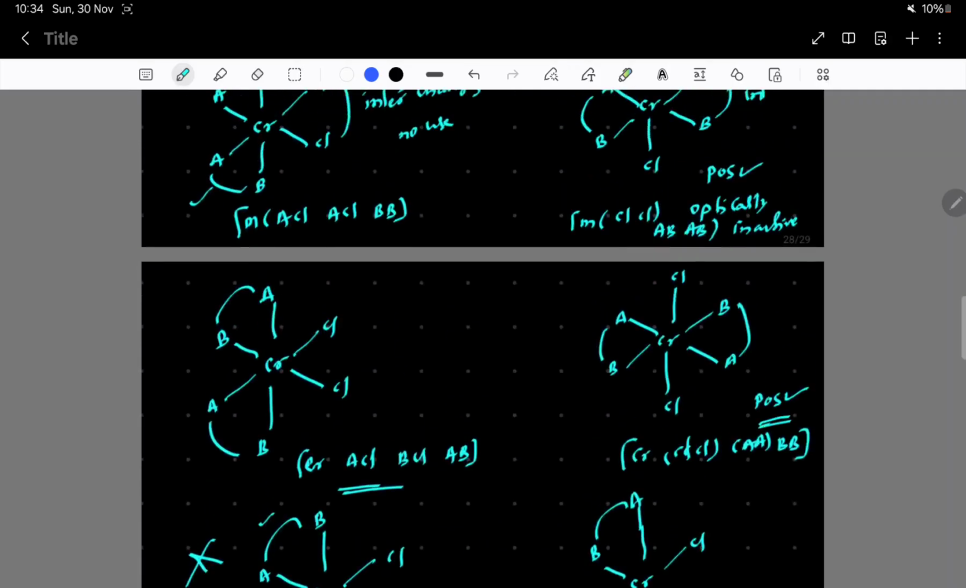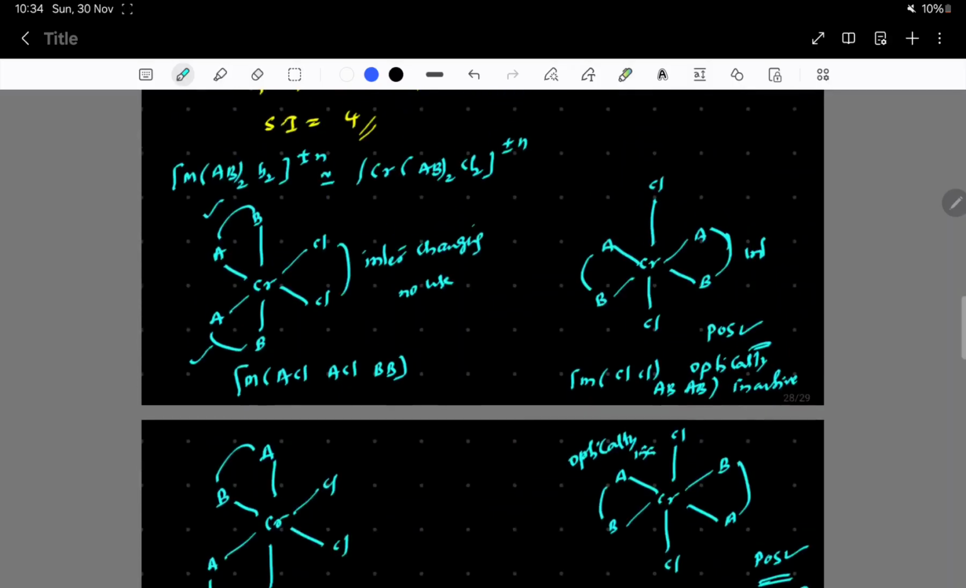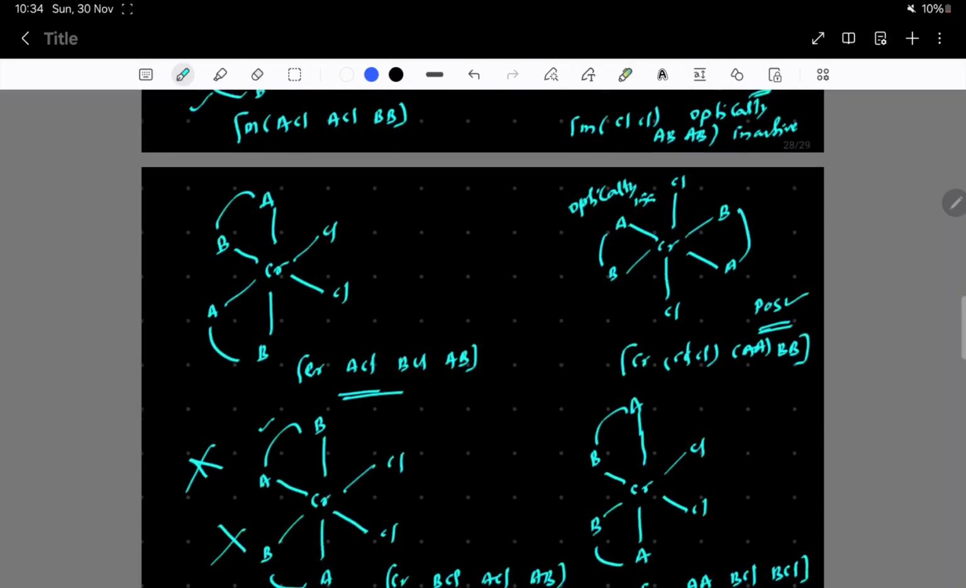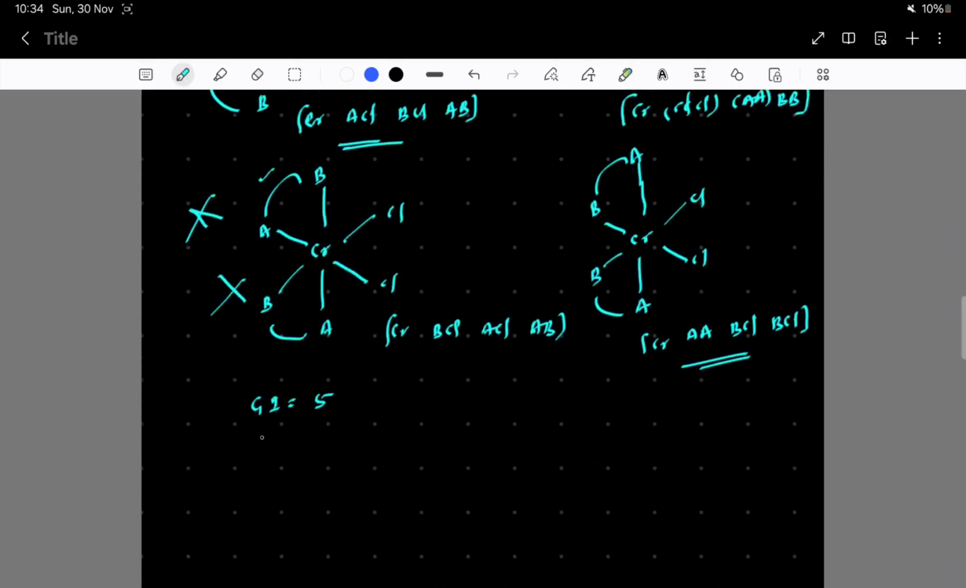Now this is plane of symmetry, this is plane of symmetry, this is optically inactive only. So this is optically inactive only. Now optically inactive only. So from the student 1, 2 and 3. So I hope we will get, student, optical isomers is equal to, student, we have 3 into 2, that is equal to 6.